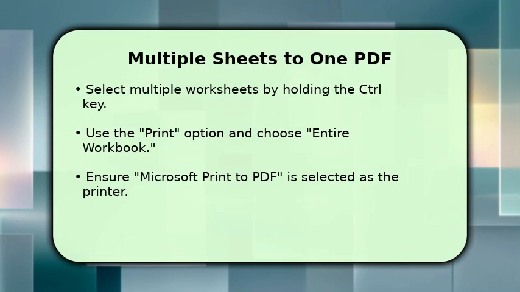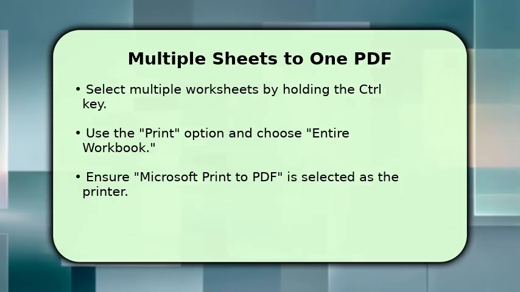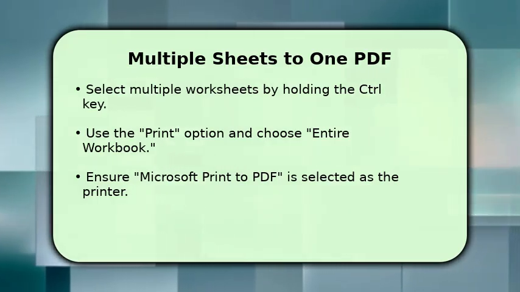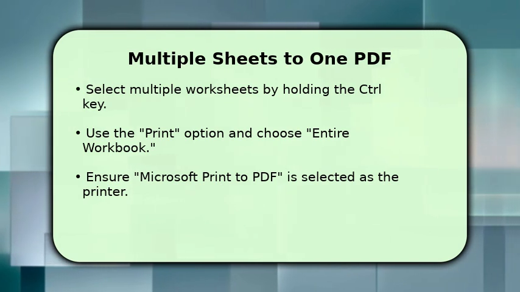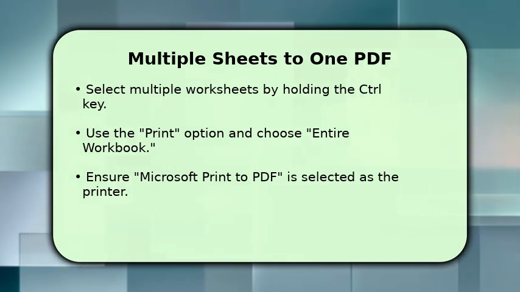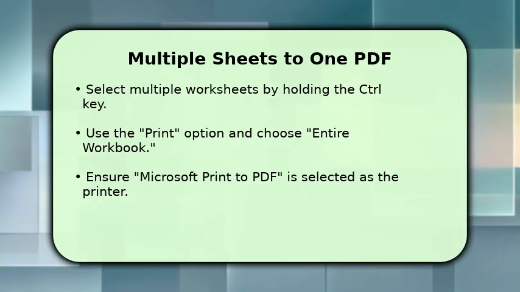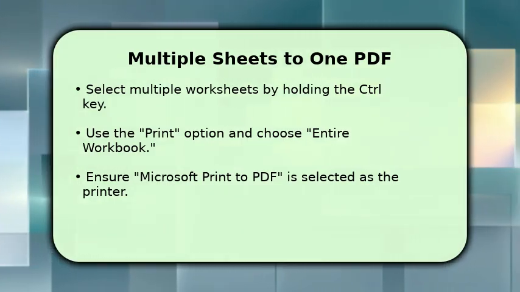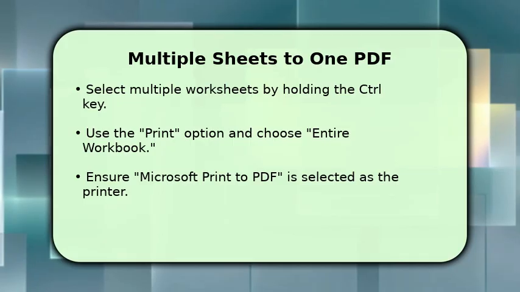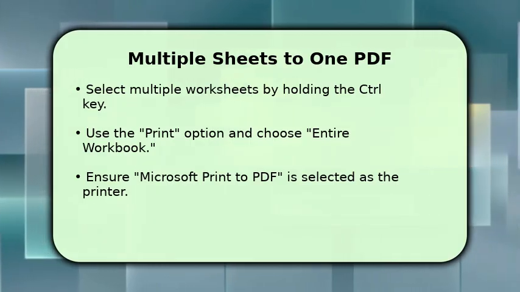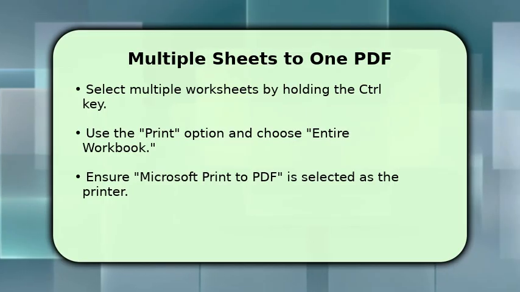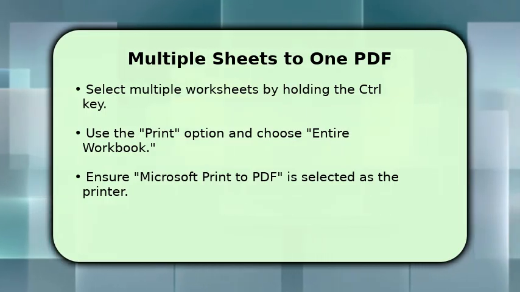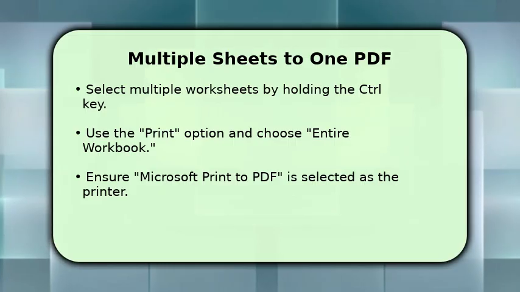What if you need to convert multiple worksheets or even an entire workbook into a single PDF? You can select multiple sheets by holding the Control key and clicking on their tabs. Then, go to File, select Print, and under Settings, choose Entire Workbook. Make sure Microsoft Print to PDF is your selected printer. This will consolidate all your chosen sheets into one comprehensive PDF document, saving you time and effort.